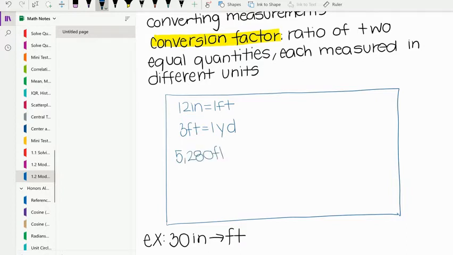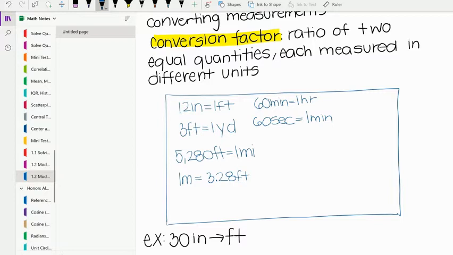5,280 feet is equal to 1 mile. And 1 meter is equal to 3.28 feet. So I'm trying to write down all the ones that you will be using. Then we'll do our time, which is a little bit easier. So we know 60 minutes is 1 hour. And the other one that you will need to know is 60 seconds, obviously, is 1 minute.